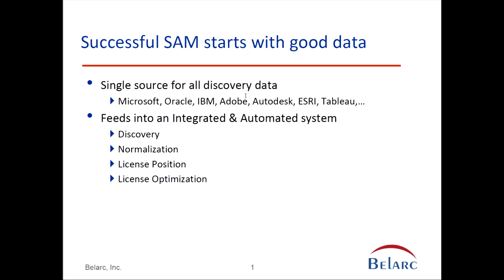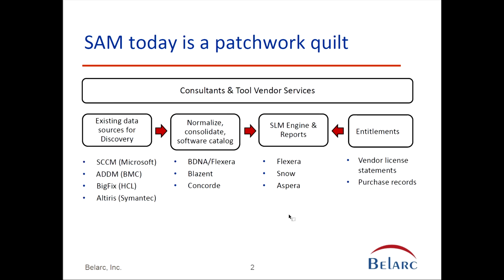We think that successful SAM starts with very good, accurate discovery data that you need for SAM, and also having that integrated into the rest of your SAM system. So an integrated system of discovery, normalization, license position, and license optimization. Basically, today SAM is a patchwork quilt of many different systems, federated discovery systems, normalization, and licensing. So it's a real mess, takes months to stand up, is never really up to date or accurate.